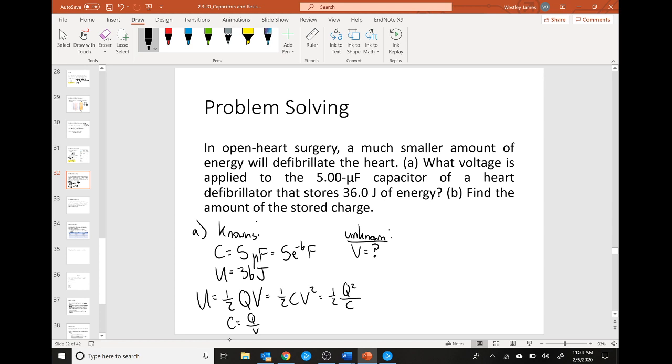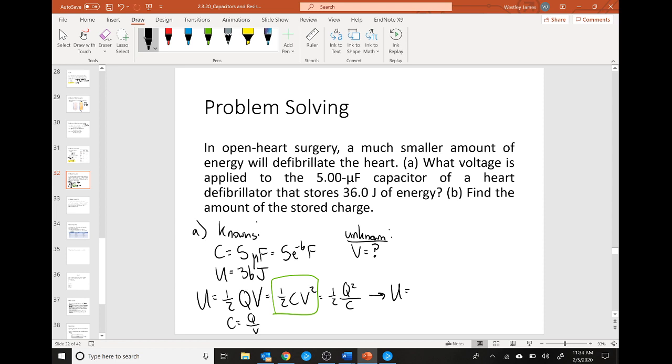So great, we have expressions, and all we have to do is see if we have two knowns and a third unknown. Do we know Q? No, we're not going to use that one. Second one, do we know C? Yes. Do we know U? Yes. So we can solve for V. If you only have one unknown in an equation, you can solve for it. So we will use this one.